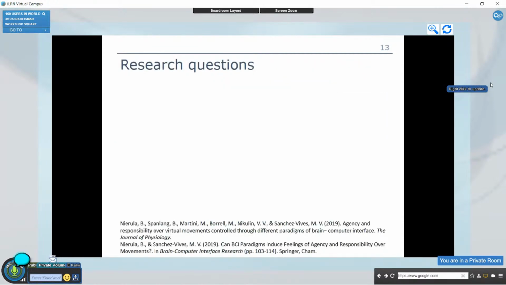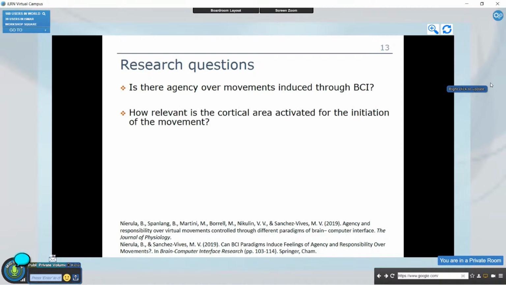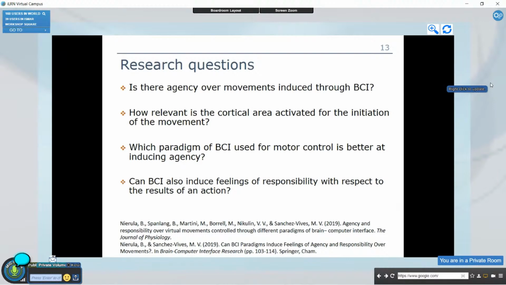So taking together, our research questions were, is there agency over movement induced through BCI? How relevant is the cortical area activated for the initiation of the movement? Which paradigm of BCI used for motor control is better at inducing agency? And can BCI also induce feelings of responsibility with respect to the results of an action?